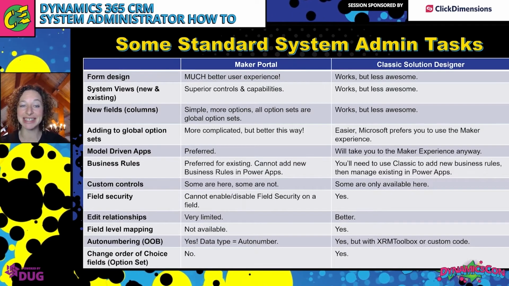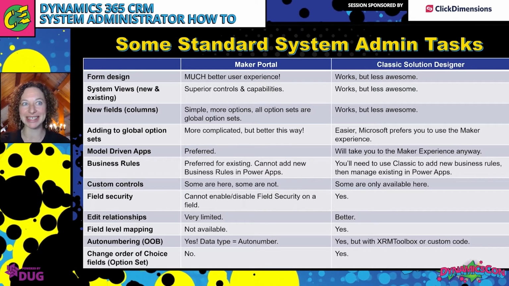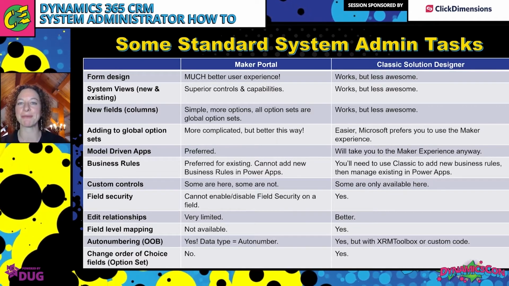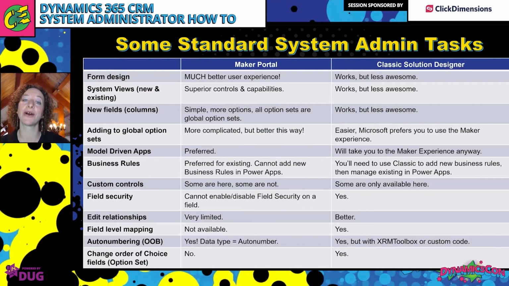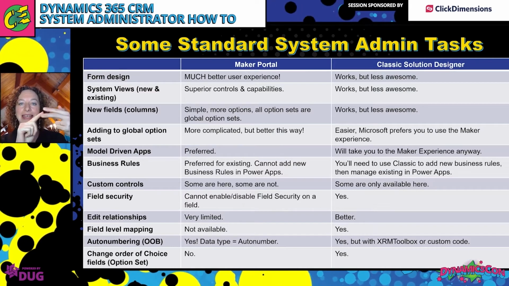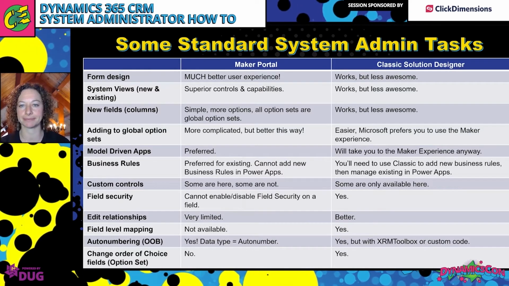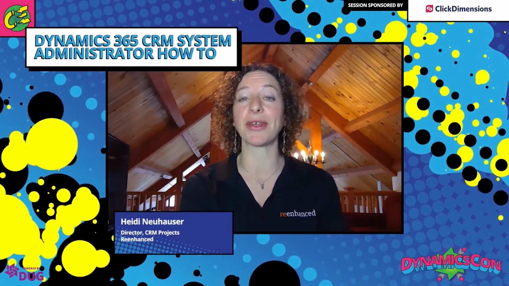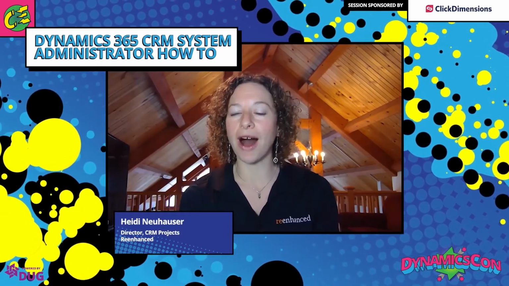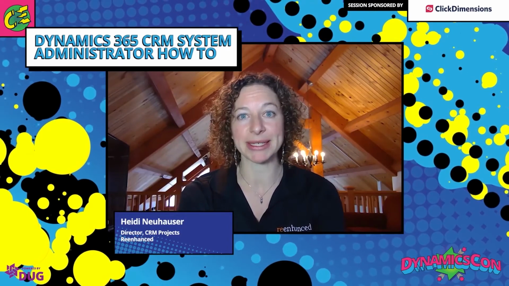And then changing the order of choice fields or option sets. I ran into this because I was trying to do this in the Maker Portal, and I couldn't understand why I couldn't. It's one of the limitations today. So if you need to change option A, C, and B to A, B, and C, you have to toggle over to Classic. So these are not exhaustive lists, by the way. These are the things that I have encountered while administering my own Dynamics system and while implementing other Dynamics systems for some of our customers.